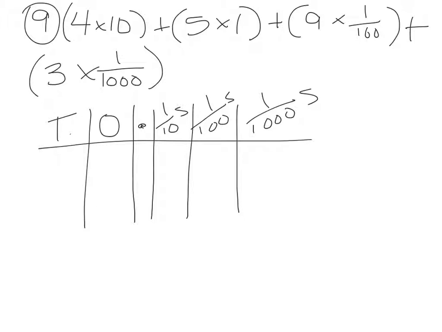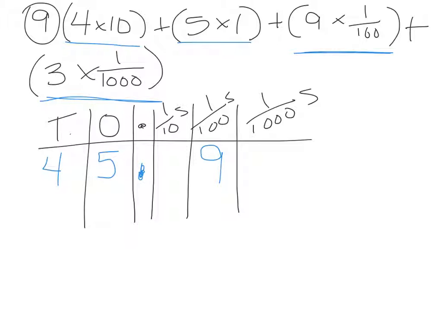The thing to remember is that each parenthesis tells us how many groups of what place value. So in the first parentheses, 4 groups of 10 tells me that there's a 4 in the tens place. In the second parentheses, 5 groups of 1 tells me there's going to be a 5 in the ones place. There's nothing for the decimal, but I can see it's going to be a decimal number because I have 9 groups of 1/100th. That means there's a 9 in the, pay attention, hundredths place. And finally, 3 groups of 1,000th means there's a 3 in the thousandths place.